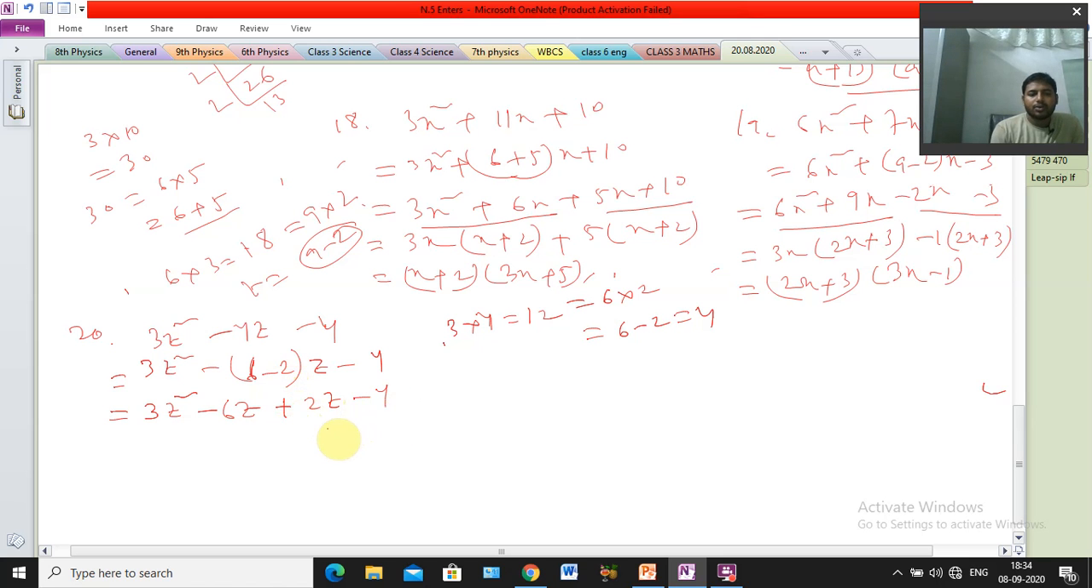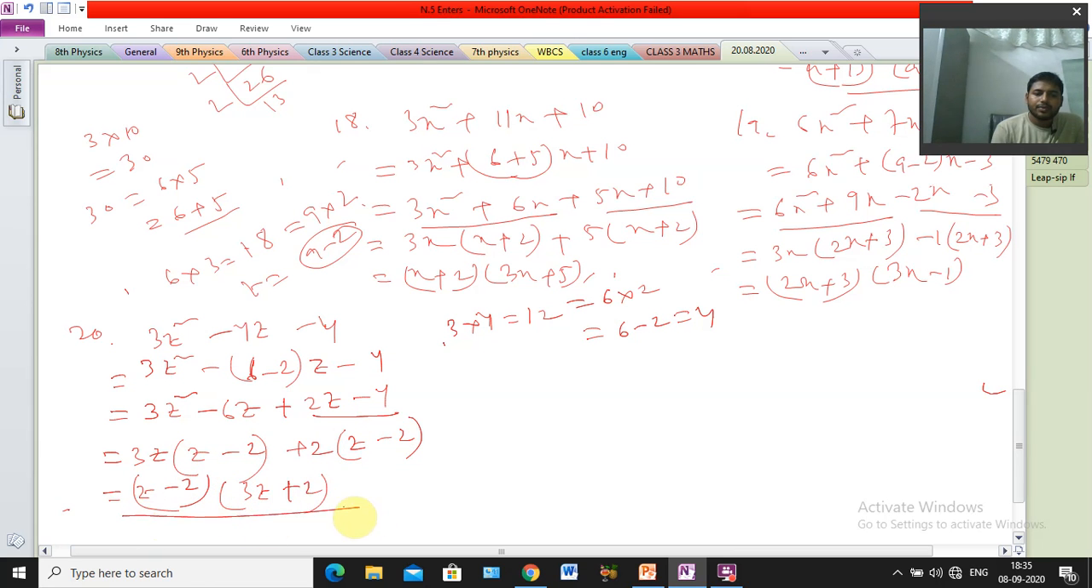Okay, minus 4. So now take common. What is the common? 3z common. So 3z common means z minus 2 will come. Clear or not? And here we can take 2 common. So z minus 2 will come. Understood? So that means z minus 2 and another one we are getting, 3z plus 2. Clear?